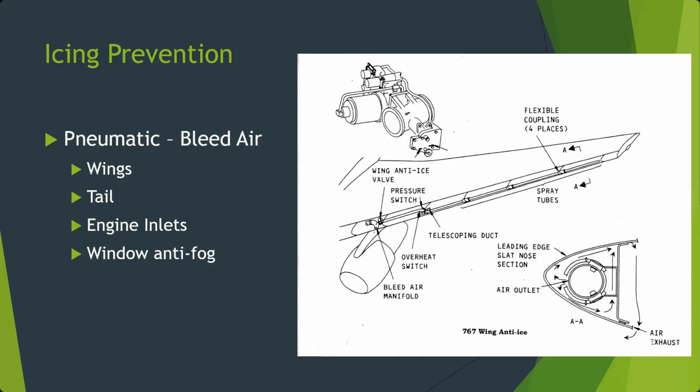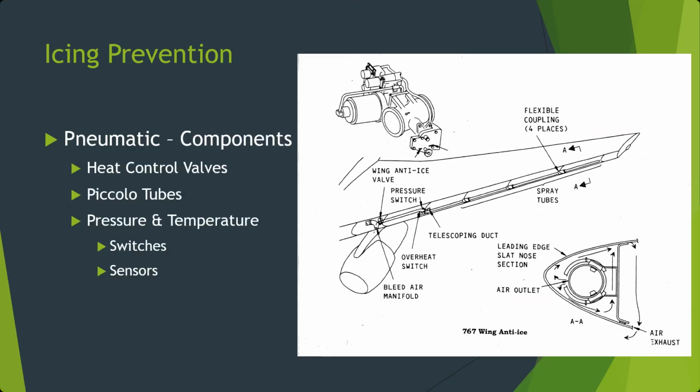But the majority of pneumatic bleed air heat is used to prevent ice buildup on the wings, on some aircraft on the tail, and on the engine inlets, by routing hot air into those areas in order to prevent ice from forming.